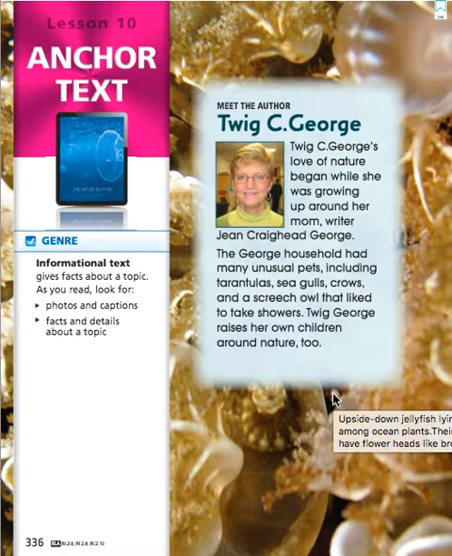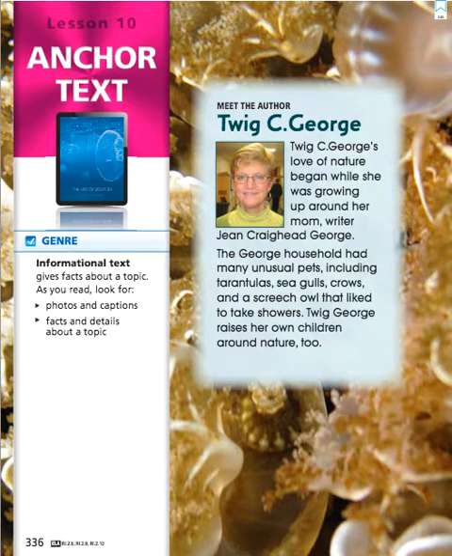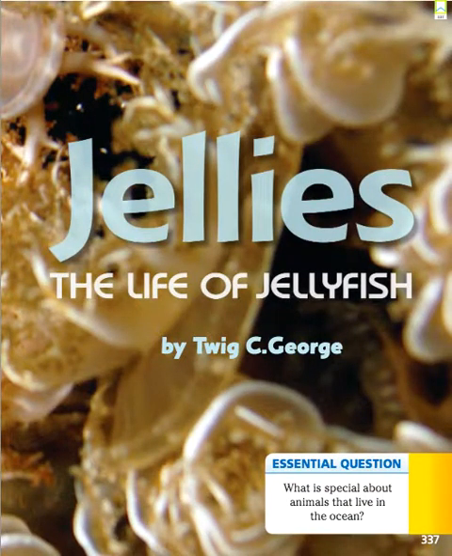George. Twig C. George's love of nature began while she was growing up around her mom, writer Jean Craighead George. The George household had many unusual pets, including tarantulas, seagulls, crows, and a screech owl that liked to take showers. Twig George raised her own children around nature too. Jellies, The Life of Jellyfish by Twig C. George. Our essential question, what is special about animals that live in the ocean?